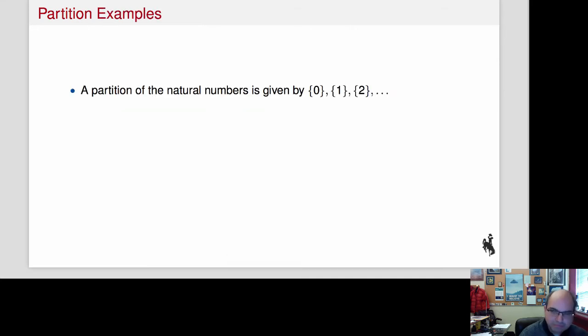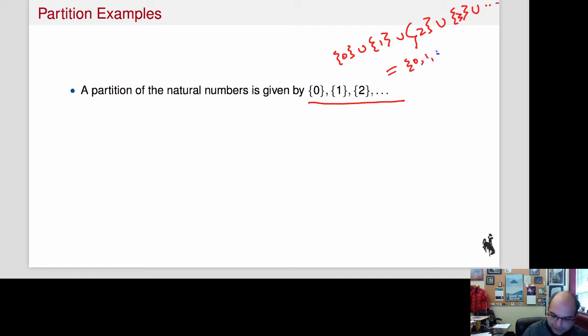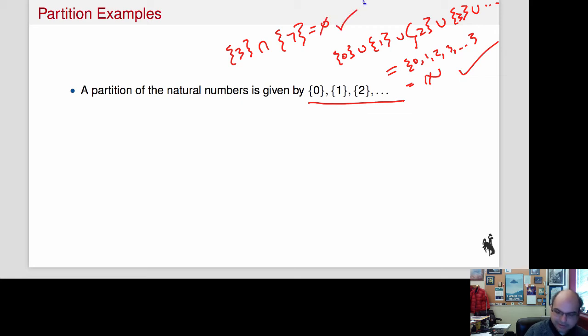Now let's look at some examples of partitions. Here is a partition of the natural numbers. So if I look at the natural numbers 0, 1, 2, and I just define these sets, well, if I take the union of 0, union 1, union 2, union 3, union dot dot dot, well, that's definitely going to be equal to 0, 1, 2, 3, and that is the set of natural numbers. So first property, check. Likewise, if I take, say, 3, and I intersect it with one of the other ones, like 7, then I'm going to get the empty set. So that's the second property. This is a partition.